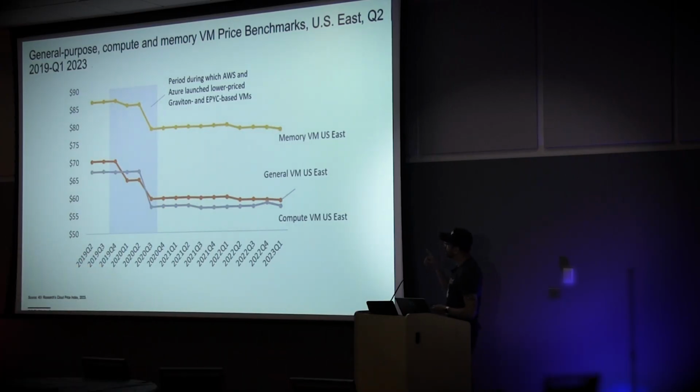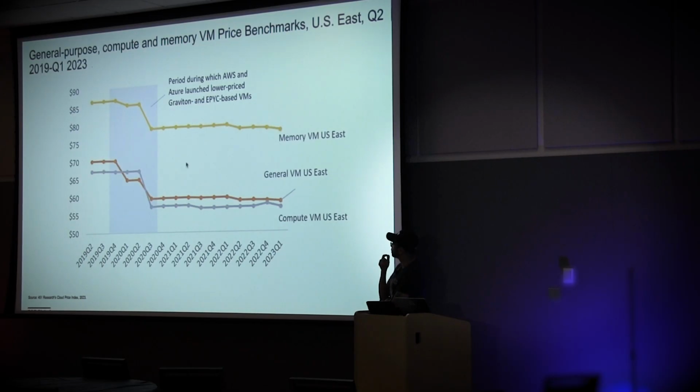You can see that if you look closely at this graph, right? Again, this is approximately over the last 5 years. You see it starts in 2019 and it goes to about last year sometime. So let's say over the last 5 years, okay? Now, there's this interesting inflection point right here where it says the period during which AWS and Azure launched lower priced Graviton and Epic-based VMs, okay?